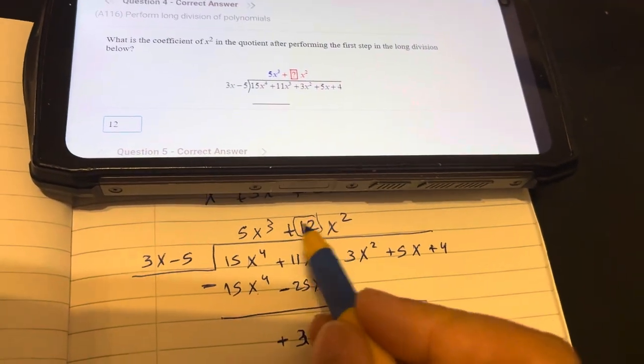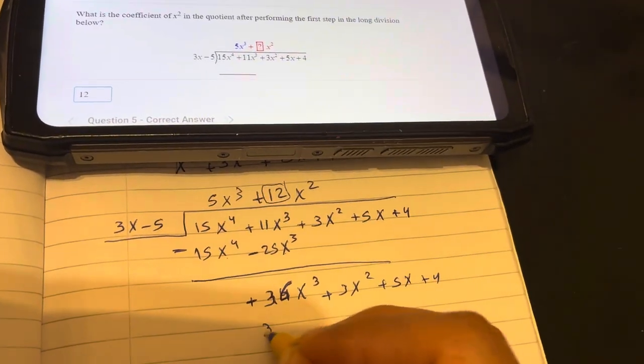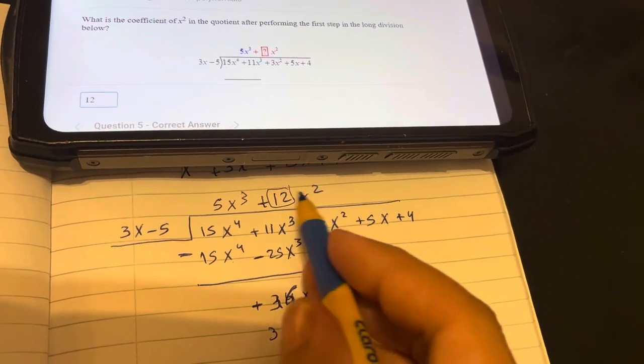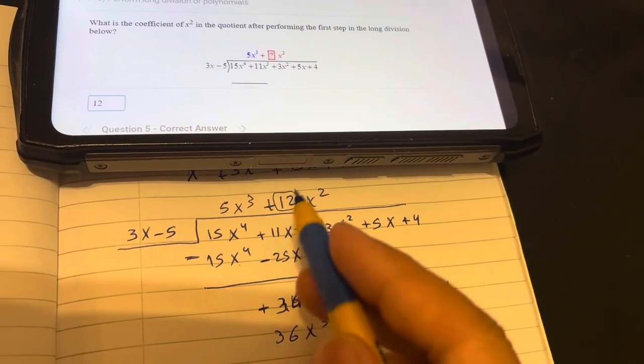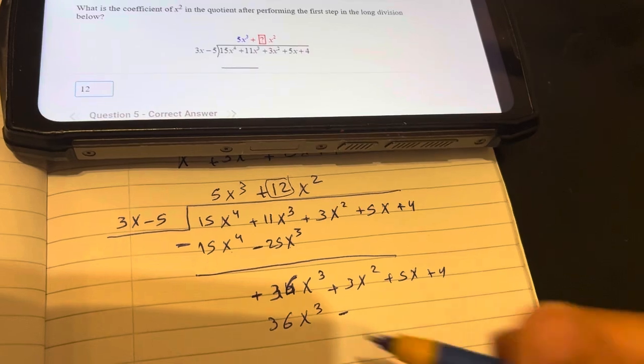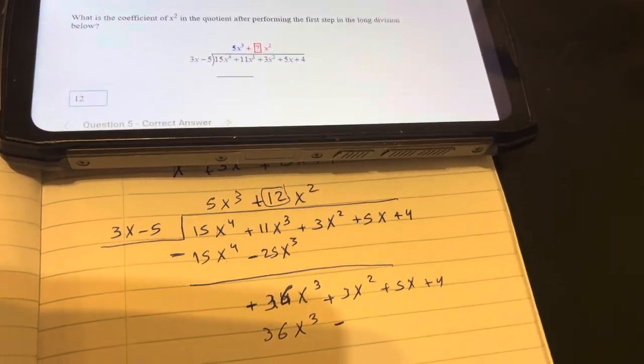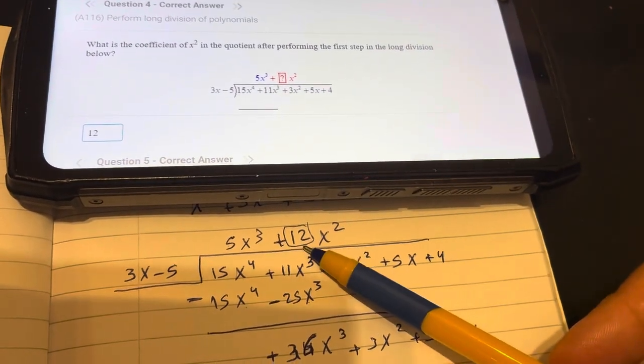But in case you want to continue, 12 times 3 is 36x cubed. 12 times minus 5, so minus, and then this minus this, and then you continue until you have the remainder. So the number he wants here is 12.